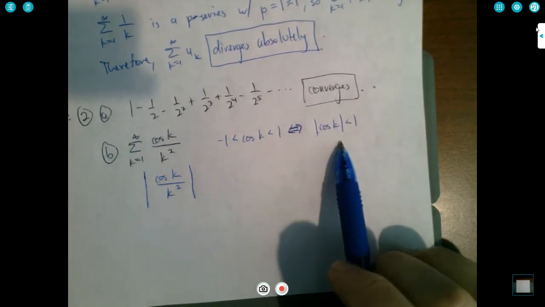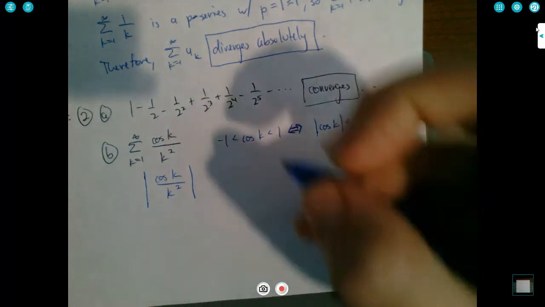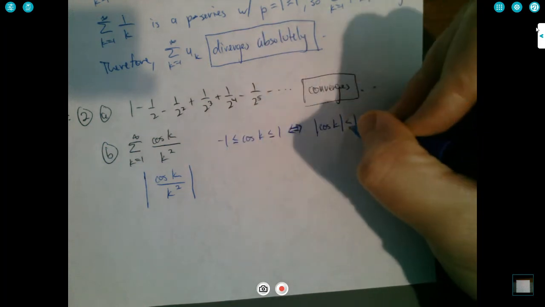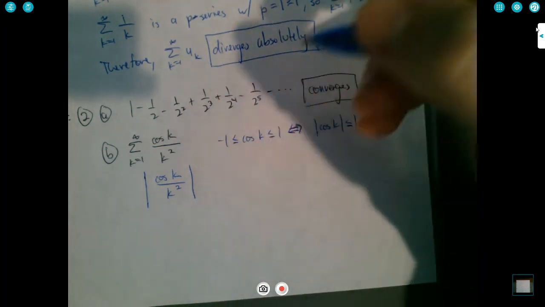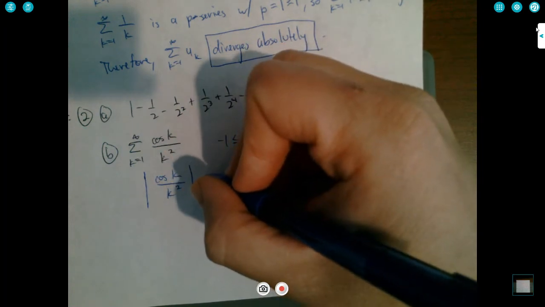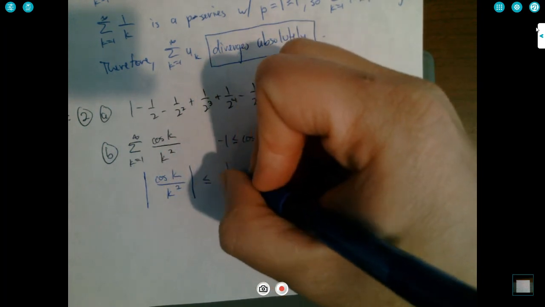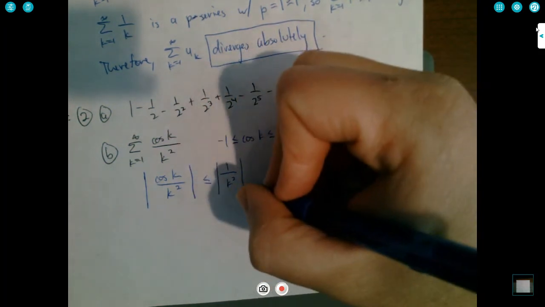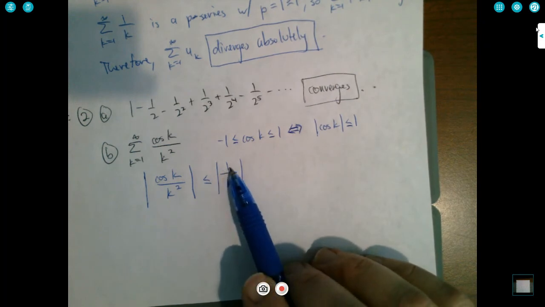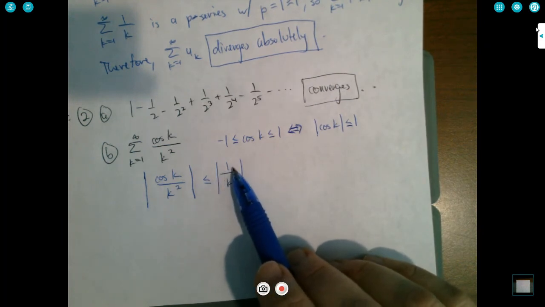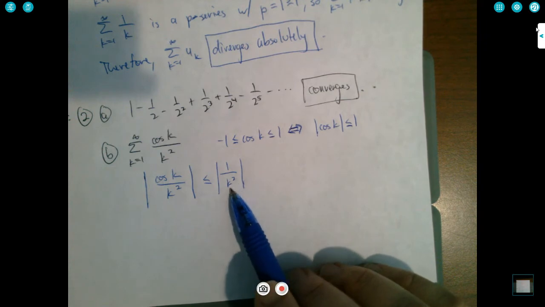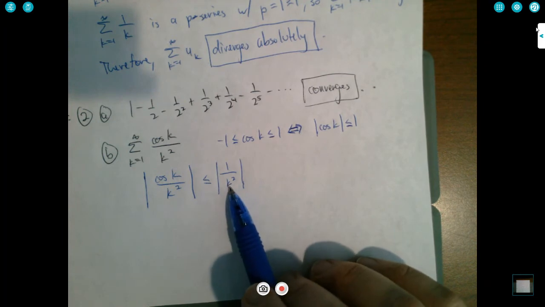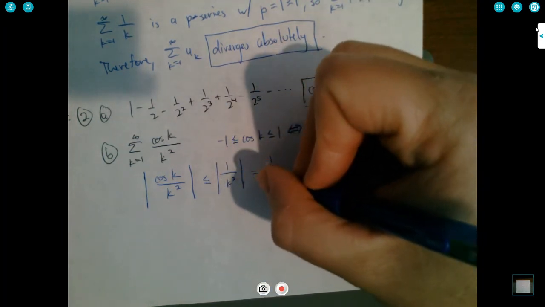Well, if that's true, then the absolute value of cosine k over k squared is always going to be, and I should be careful here, really less than or equal to, right? But anyway, the absolute value of cosine k over k squared is less than or equal to 1 over k squared. You could still keep it in absolute values, but you don't really need to, because 1 is a positive number, so taking the absolute value of 1 is not going to change anything. And k squared is always a positive number, because first of all, k is positive, but second of all, even if it were negative, when you square it, you'd get a positive answer. So this is just 1 over k squared.